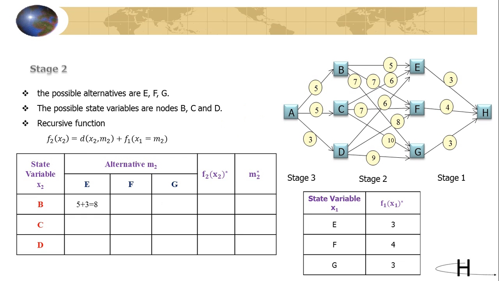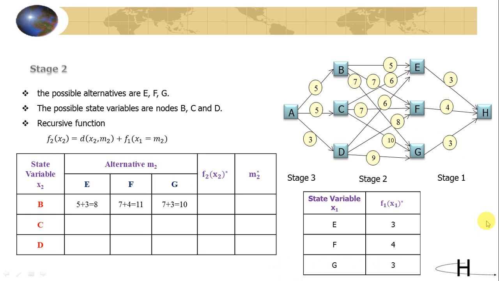Now by assuming that the salesman is at city B and he wants to travel from B to H via F, the time required will be d of x2, which is 7 units, plus f1 of x1, which for F is 4. So 7 plus 4 is 11. Similarly, the salesman wants to travel from B to H via G. The time required will be d of x2, that is 7 units, plus f1 of x1 for city G, which is 3. So 7 plus 3 is 10.